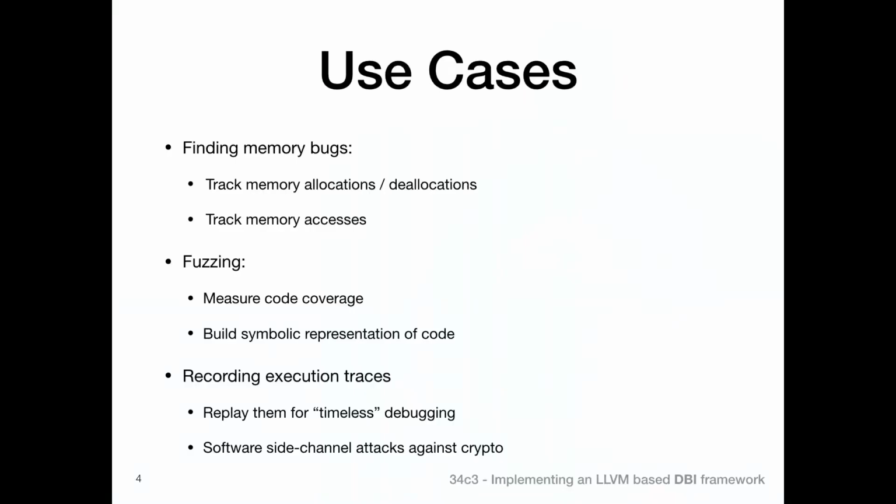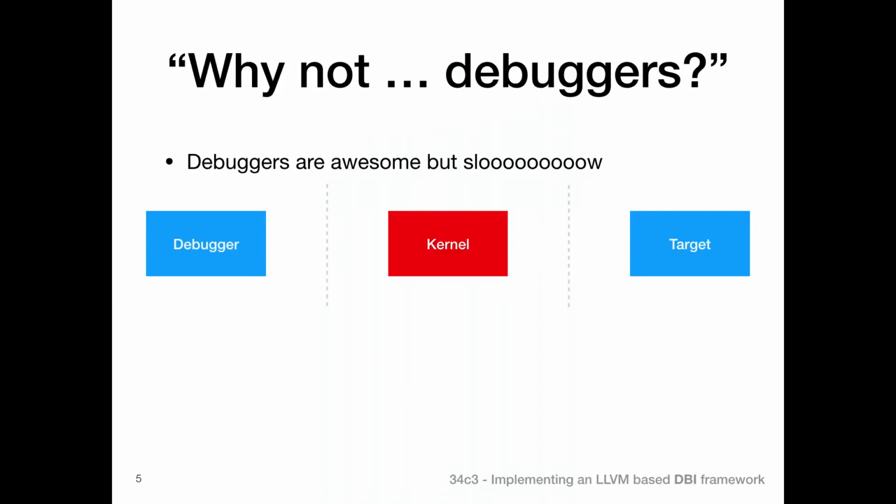The last thing you can do is simply record execution traces, which means recording everything that happens in a program. Once you have that, you can replay those execution traces and you get something that looks like a timeless debugger, where you can go forward and backward and track everything that's happening in the program without relaunching it. Also, something that I've been working on before was software side channel attacks against cryptography. So you're using the execution trace to generate side channel information and trying to recover keys from obfuscated cryptography.